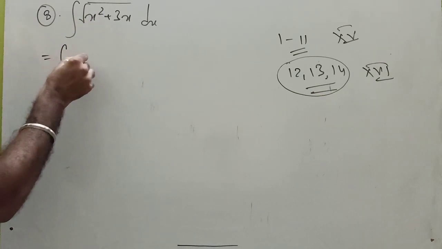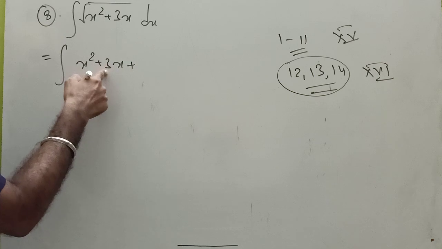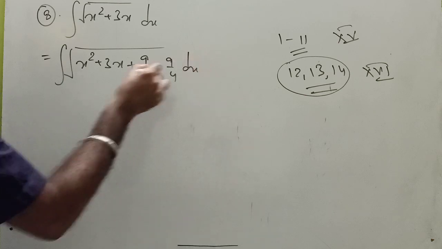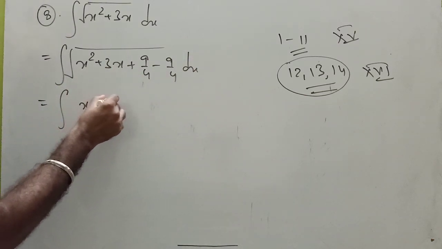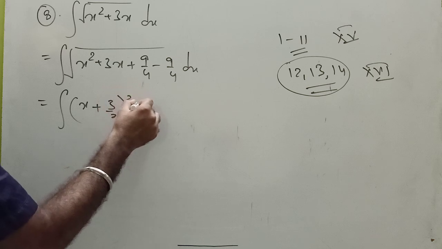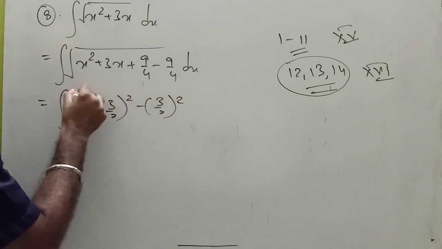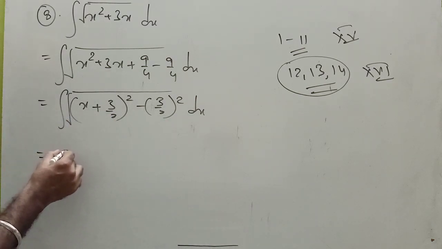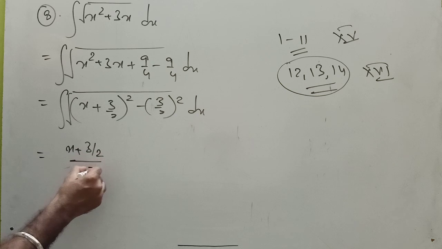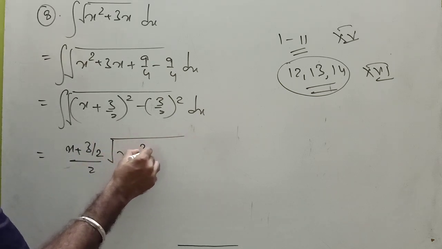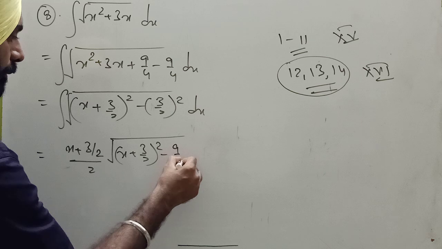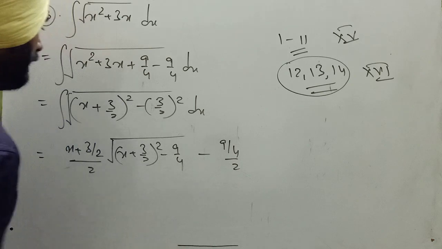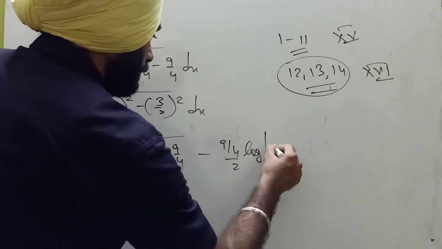So we have to complete the square. x square plus 3x plus (3 by 2) square, which is 9 by 4, minus 9 by 4, under root. So this is the whole square of (x plus 3 by 2) minus (3 by 2) whole square, under root. So we can apply the formula for under root of x square minus a square, and that formula is x by 2 under root of x square minus a square, minus a square by 2.